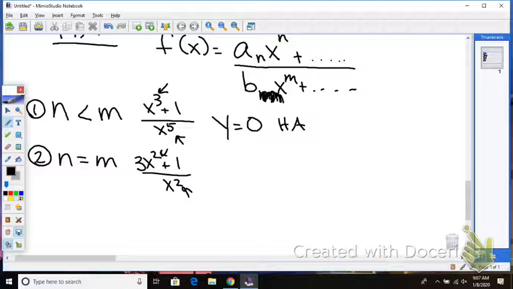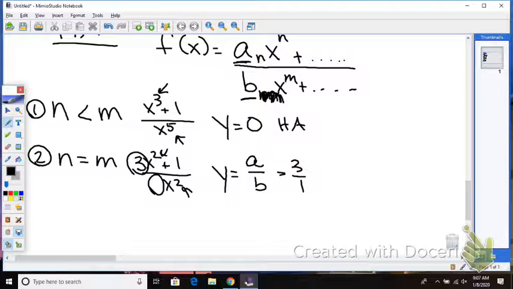If my exponents are equal, then y is going to be equal to a over b, or the numbers out in front of the x's. So in the example I just gave you, you would have 3 over what? What number's here? 1. So it would be 3 over 1, or just 3. So when they're equal, you take the number that's out front and make that a fraction, 3 over 1, or just 3. So y equals 3 is the horizontal asymptote for this.